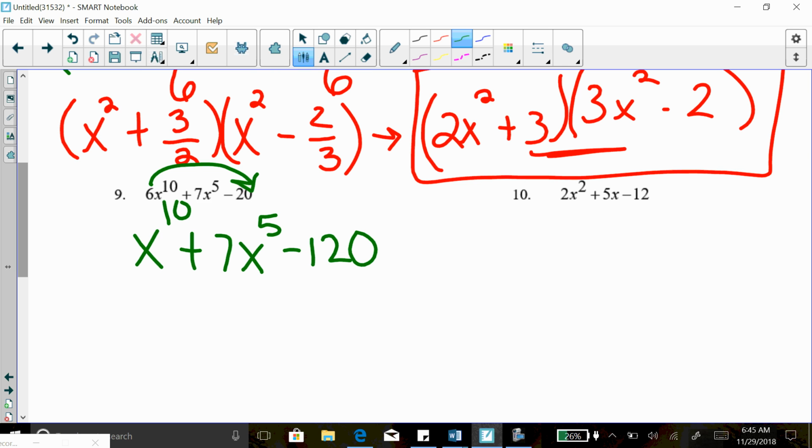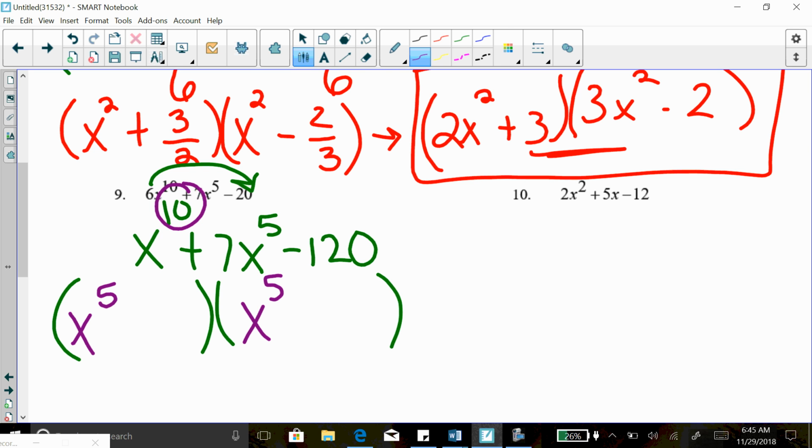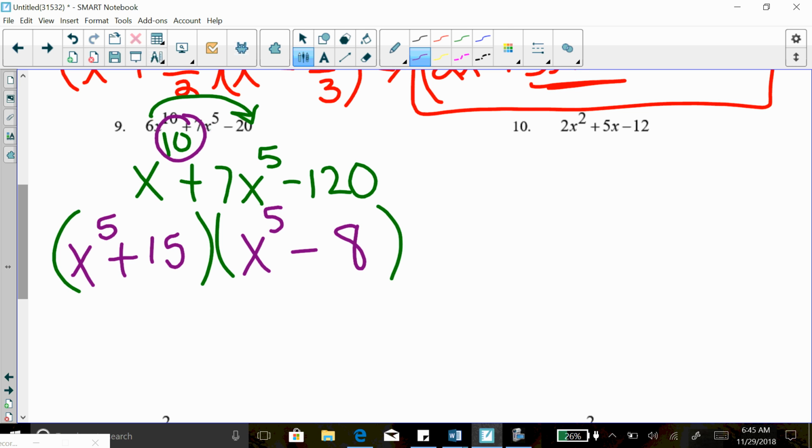So I do my, I have 10, so each of them are going to get 5. And two numbers that will multiply to negative 120, add to 7 is 15 and 8. All right, now we got to do our divide part. So it doesn't really change, even if it's an x to the 10th, x to the 20th, it doesn't really change the whole slide and divide thing. So I'm going to divide by 6 and 6.